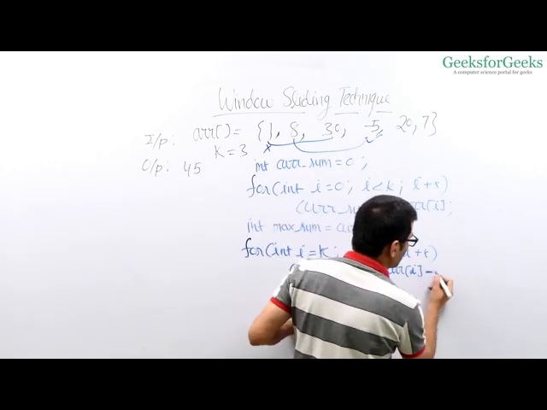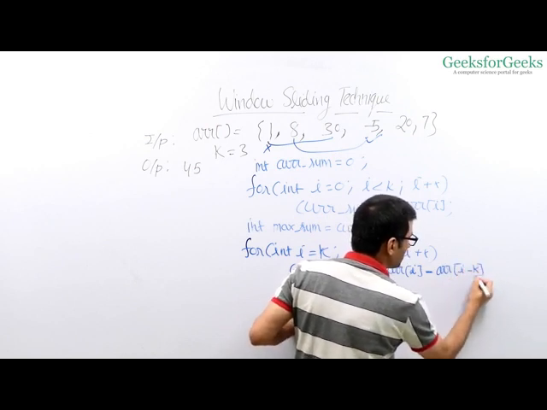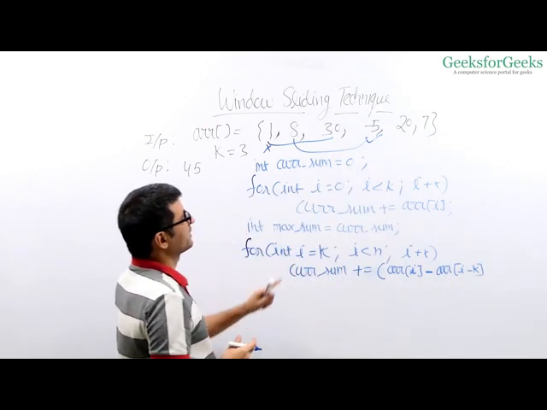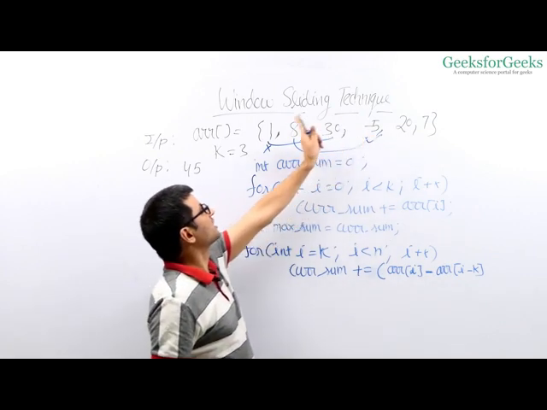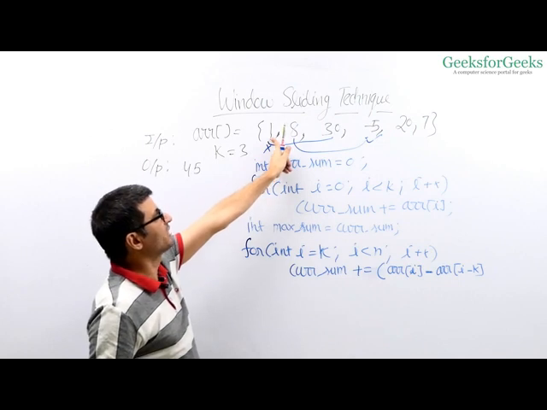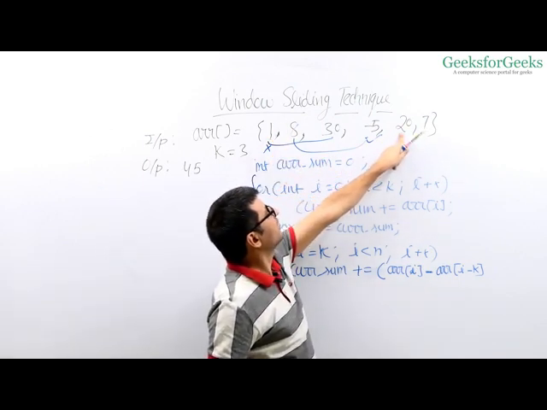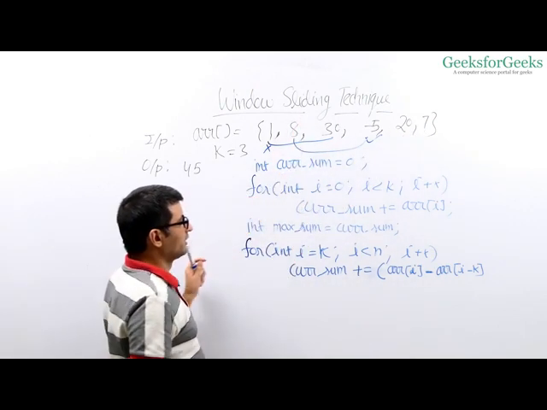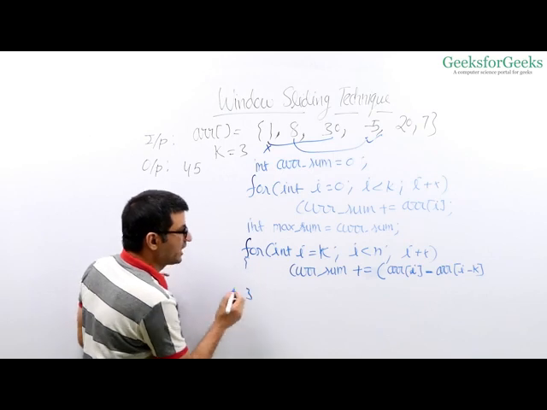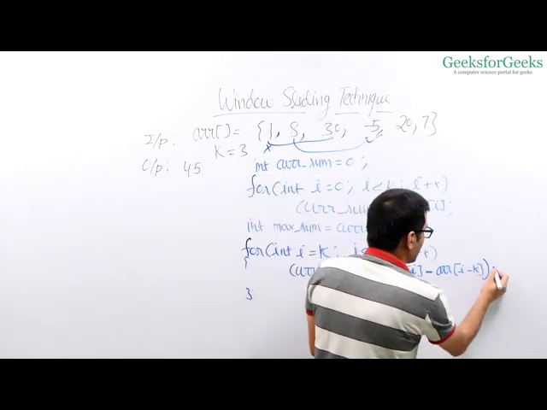So what will be the index of the first element of the previous window? It will be I minus k, right? So if I is this, index 3, then the first element of the last window is 3 minus 3, which is 0. If I is 4, then the first element of the previous window is 4 minus 3, 1, right? So I get the sum of the current window in constant time by adding an element and subtracting an element, right, to the current sum.